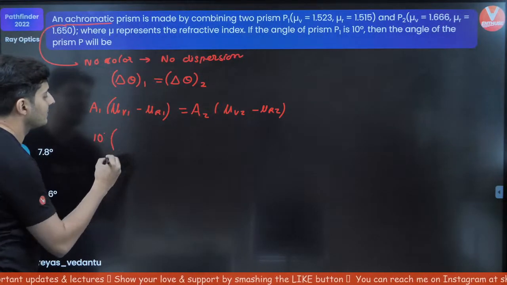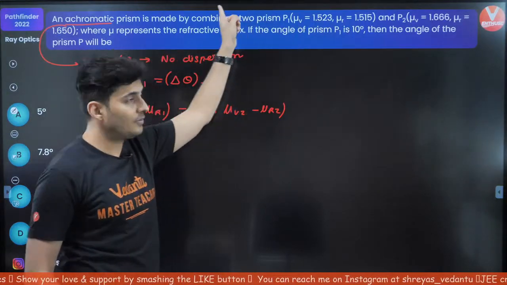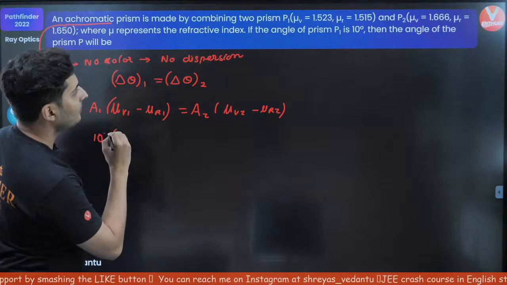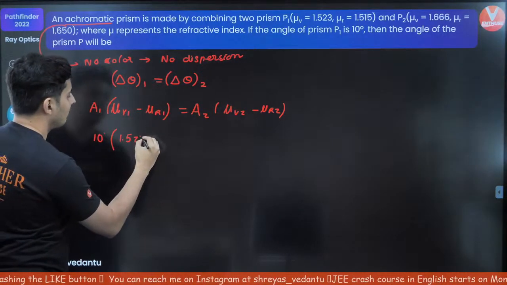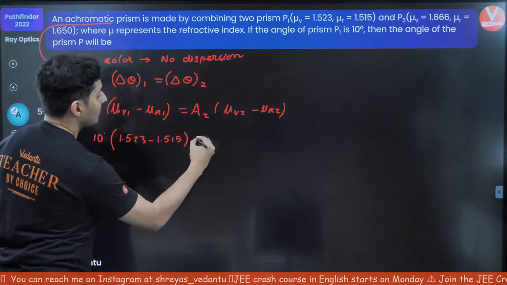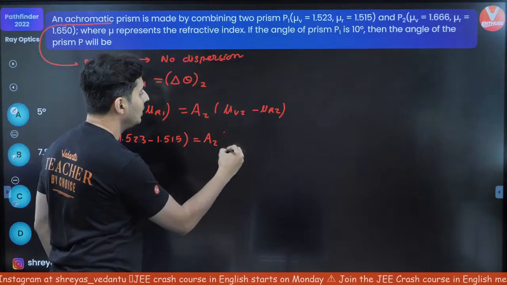So I'll just put 10 degrees here. Violet and red's refractive index, yes, I know it for the first prism. So I'm just going to put it as 1.523 minus 1.515. A2, I think that's what I need to find. So I'm just going to leave it as an unknown.